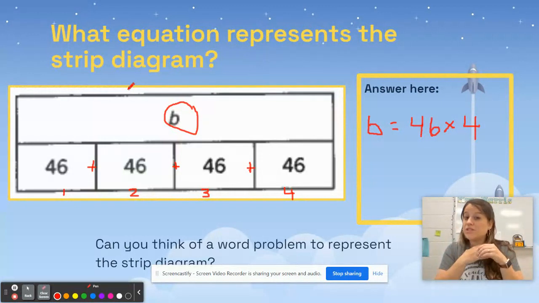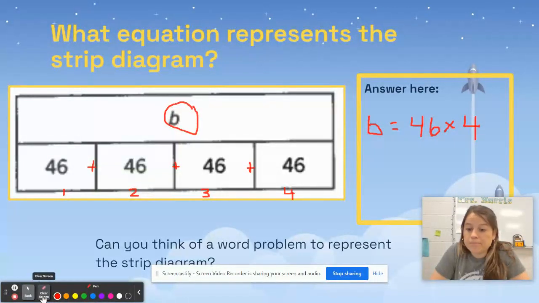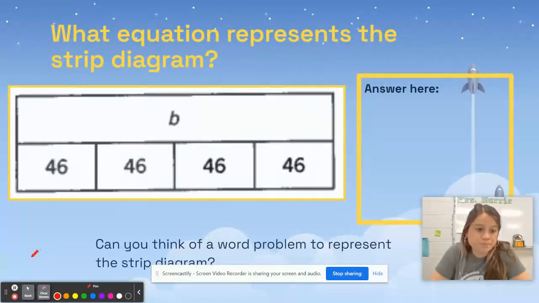Okay, you don't have to solve some of them. Sometimes you just need to read that strip diagram and figure out what it's asking you. So this one, we just needed an equation. We didn't need an answer. I don't need the total. I just need the equation. Okay, so this is what some of the things in your Schoology assignment are going to look like. All right, let me get back to my pointer.